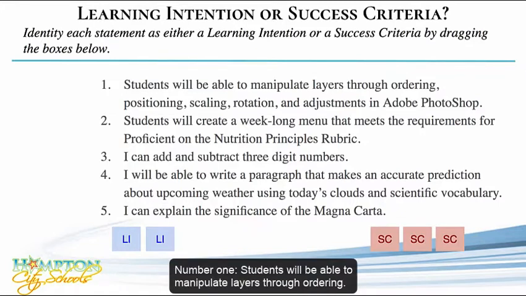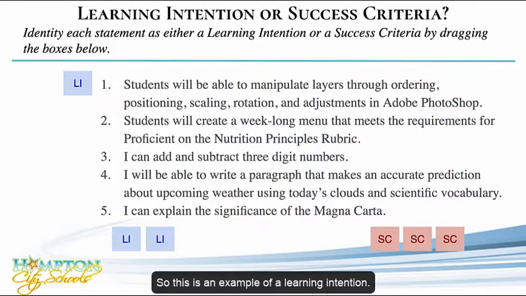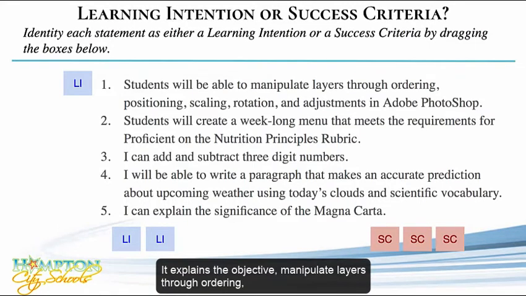Number 1, students will be able to manipulate layers through ordering. So this is an example of a learning intention. It explains the objective, manipulate layers through ordering, but it doesn't give any details about the task that we will use to determine whether students know how to do this. So are we simply asking students to verbally explain how to do this? Are we having them do it in an actual project? Are we giving them a multiple choice assessment? The concrete task is missing, so it must be a learning intention.